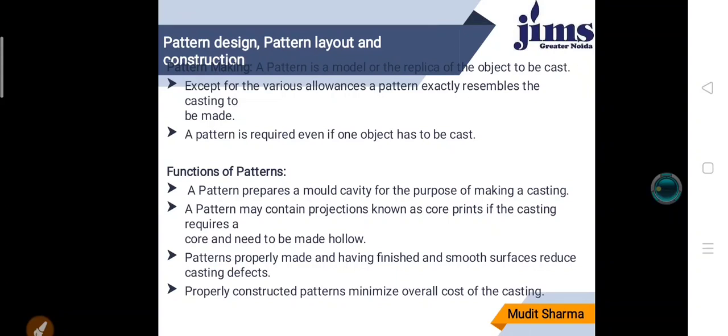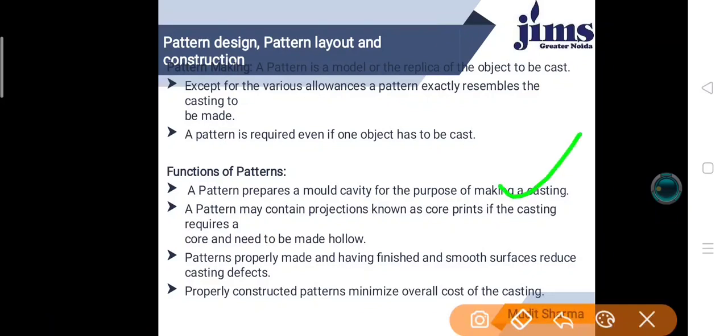I already discussed what is pattern. Pattern is a model or replica of the object which is to be cast. What is the function of patterns? Pattern prepares a mold cavity. We already know that. Pattern may contain projections like core prints. A pattern properly made and having smooth finished surfaces reduces the casting defects. So these are some common functions of the pattern.